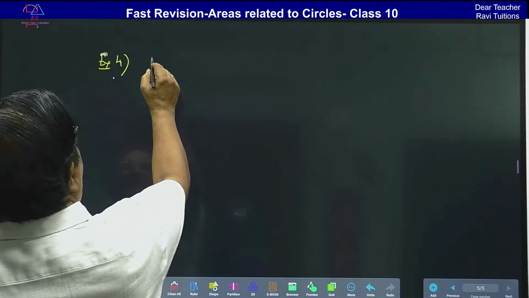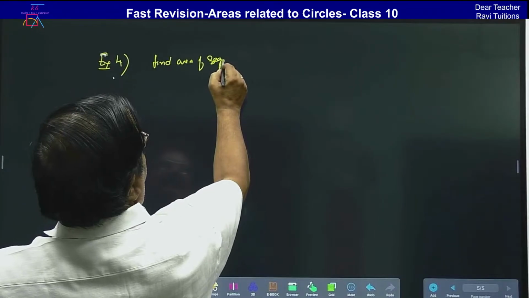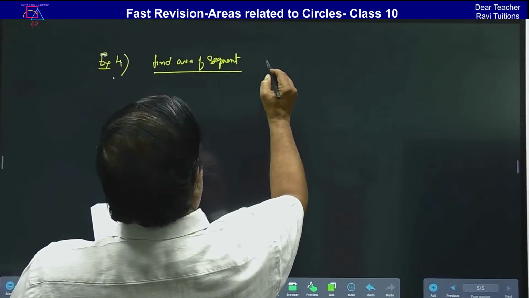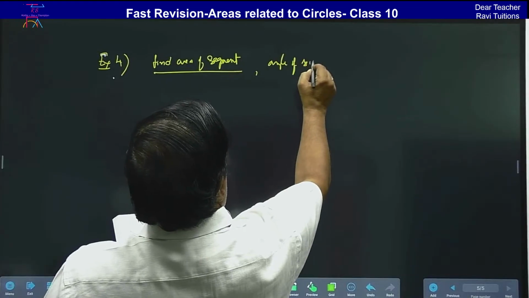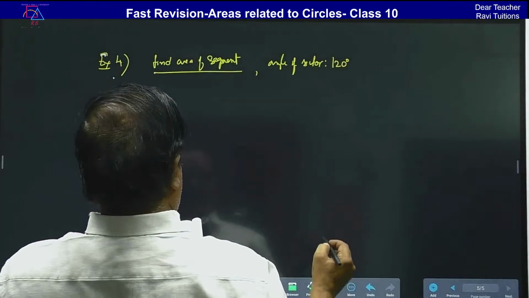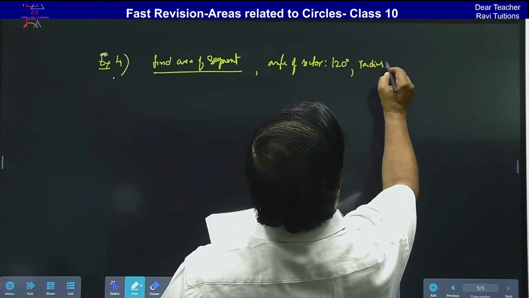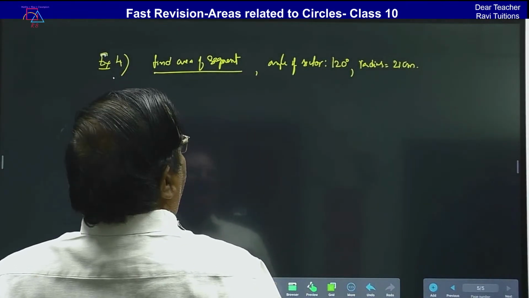Example 4. Find the area of the segment. This is the question. Given the angle of the sector is equal to 120 degrees and radius is equal to 21 centimeters. So this is the thing.